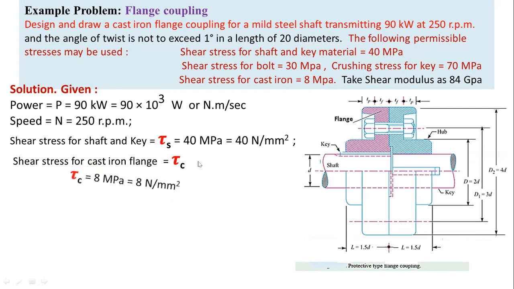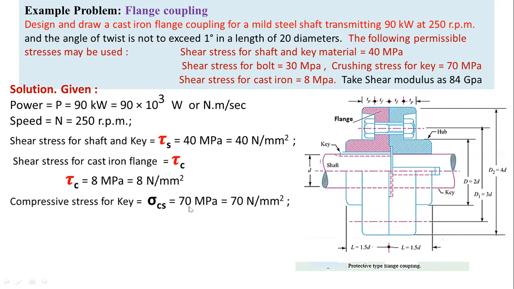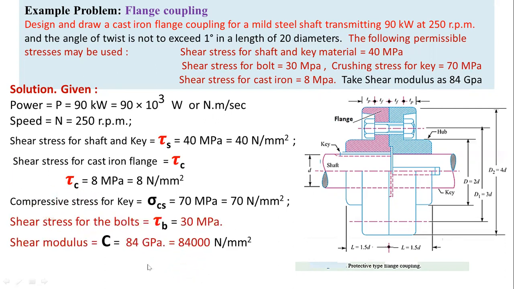Shear stress for cast iron tau c equal to 8 megapascal. Crushing stress for key material and shear stress for bolt material are 70 megapascal and 30 megapascal. Sigma c, sorry. Shear modulus equal to C, capital C or G, equal to 84 gigapascal. Okay, 84,000 Newton per mm square. Here the angle of twist theta equal to 1 degree. You have to convert this degrees into radians. So 1 degree equal to pi by 180 radians. Now theta equal to 0.0175 radians.